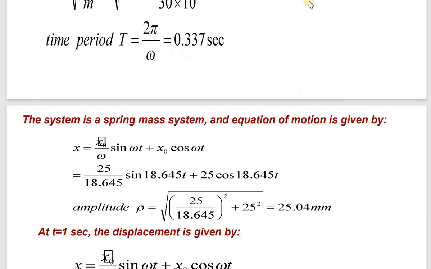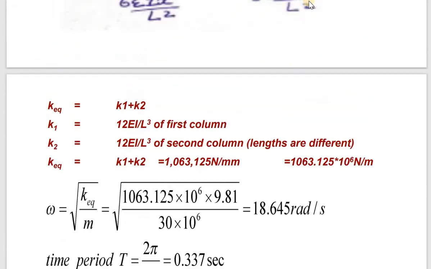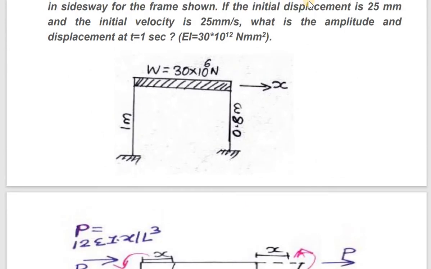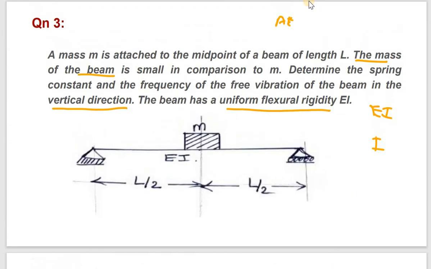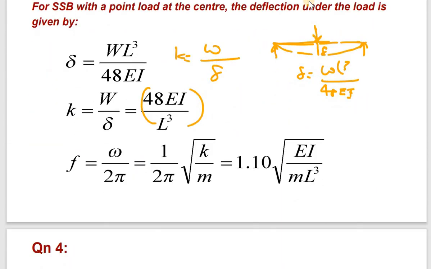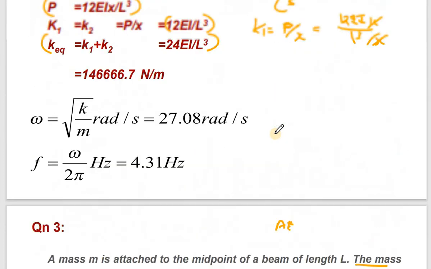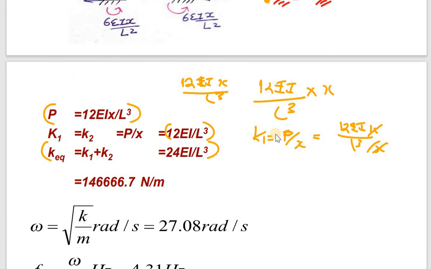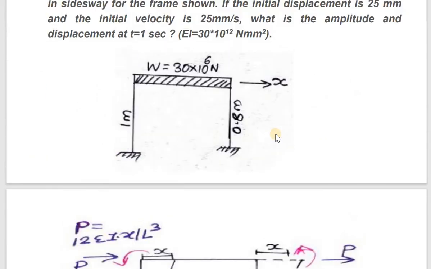Now here, just go through the problem. In this problem, you need to understand this equation, why it is being written here. Now another problem. Here we studied that the value K is equal to 12 EI by L cube. Just keep this in mind, as it will be useful in other problems also.